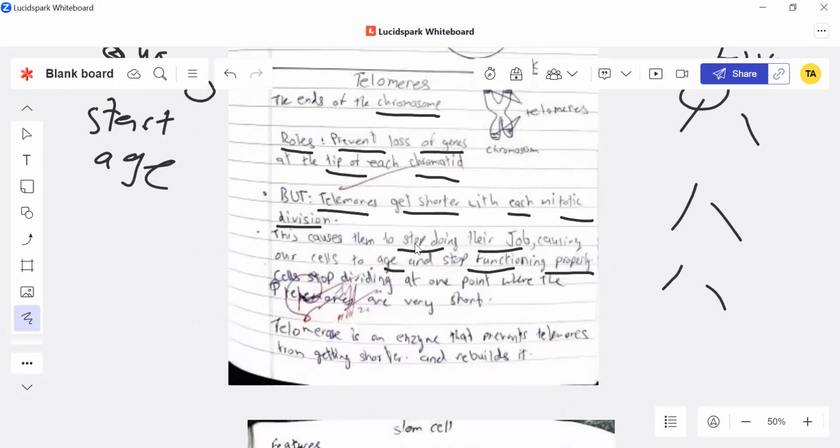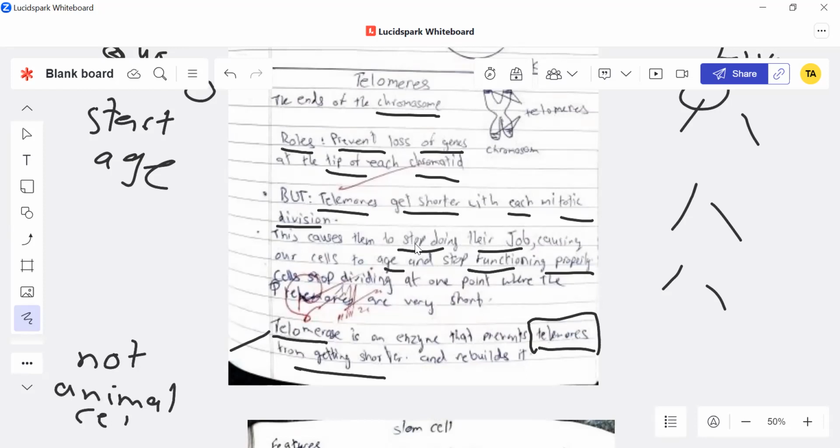So to prevent this, there is an enzyme called telomerase, and telomerase is an enzyme that prevents telomeres from getting shorter. So telomerase is an enzyme which prevents telomeres from getting shorter. But this unfortunately is not present in animal cells. In healthy functional animal cells, you don't have telomerase. So the telomeres would keep getting shorter. That's the reason you age.